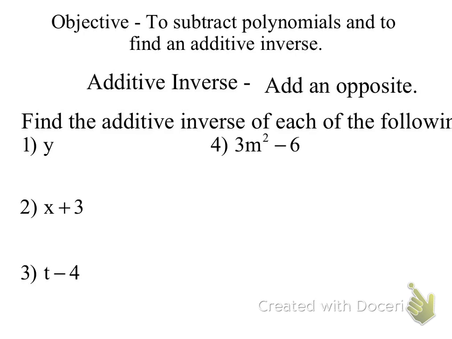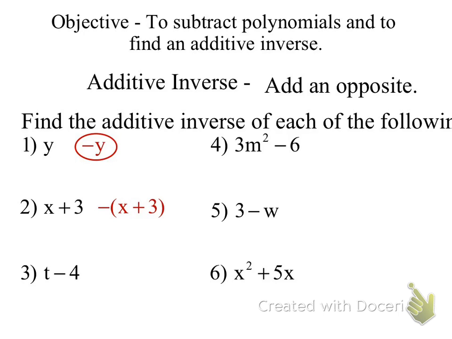So, what is the opposite of y? Let's go with Arabella. The opposite was negative y. Good. What about the opposite of a binomial? Can't you use the distributive property and multiply by negative? Yeah, we just take that negative and multiply the whole binomial by a negative. We're taking the opposite of the binomial. So what does that give me? Negative x minus 3.